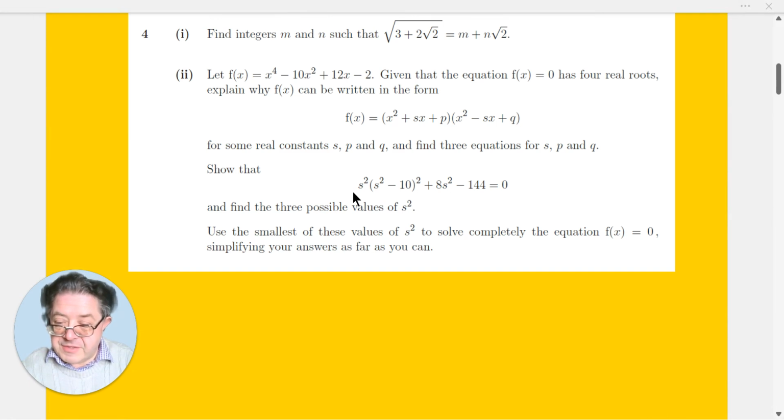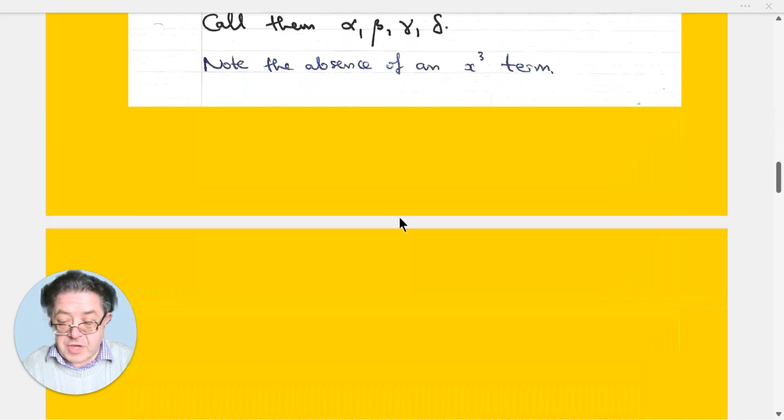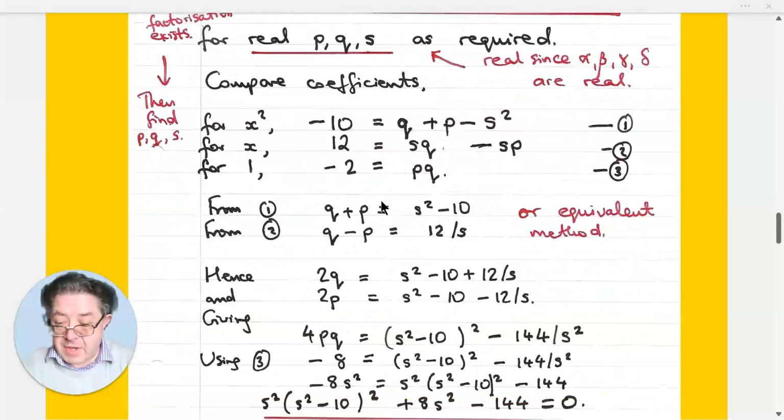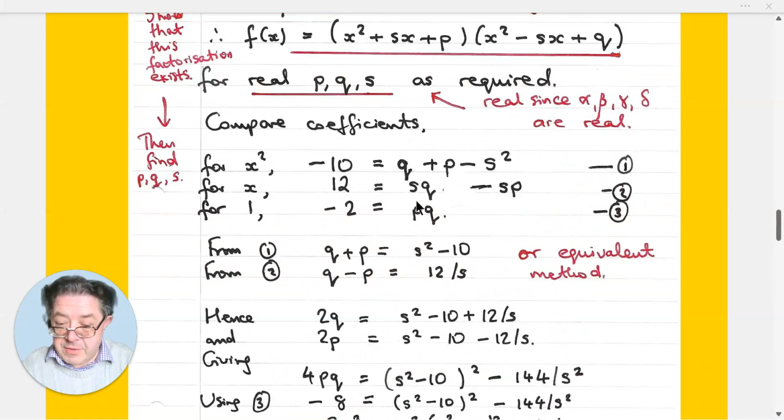We now need to take those equations and derive this expression here with s squared in it. So we're going to eliminate p and q from these three equations. And when we've done that, we're then going to find s squared. So one way of doing this, it's not the only way, is to note from the first equation that p plus q equals s squared take 10.